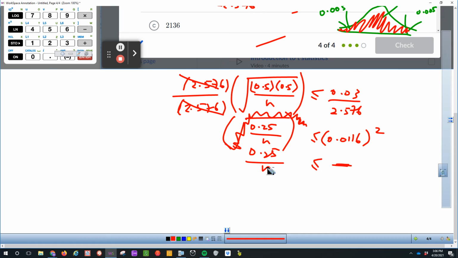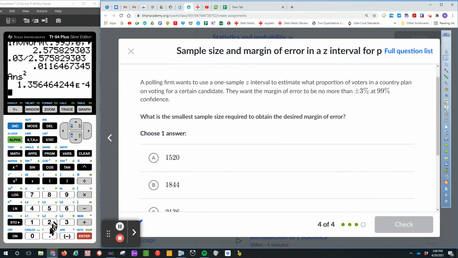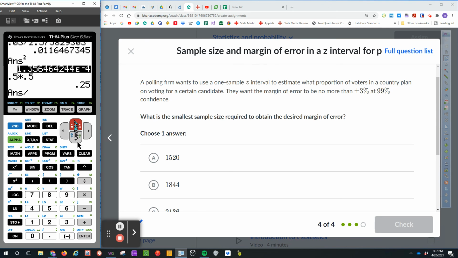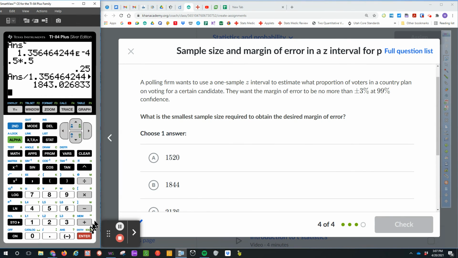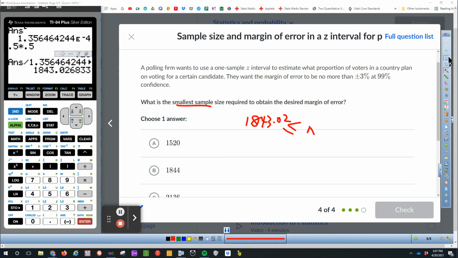So remember earlier, we can trade places between this value and this n. So 0.25 divided by this really small number is less than or equal to n. So whatever this small number is goes in the denominator now. So maybe I can show you, 0.5 times 0.5 is indeed 0.25 divided by that small value. If the math is correct, n is greater than or equal to 1843.02. They want you to find the smallest, so in this case, we round up. So it'll be 1844.